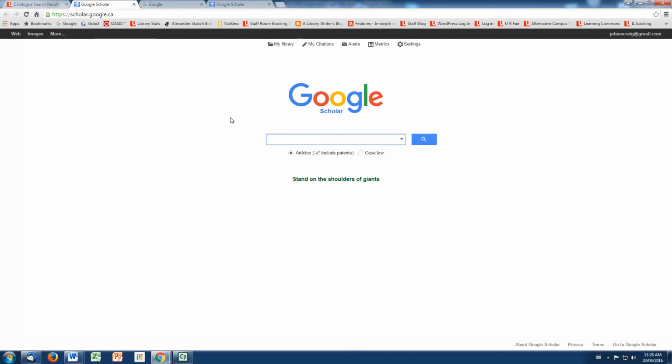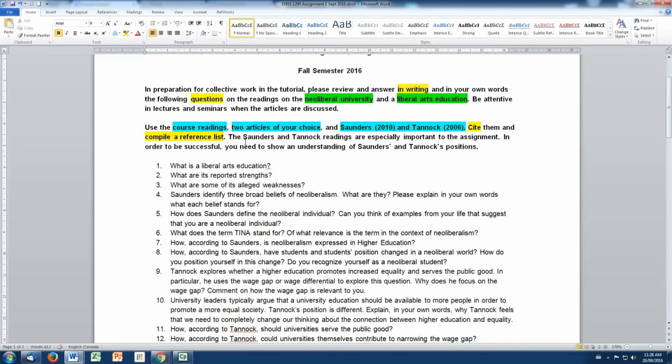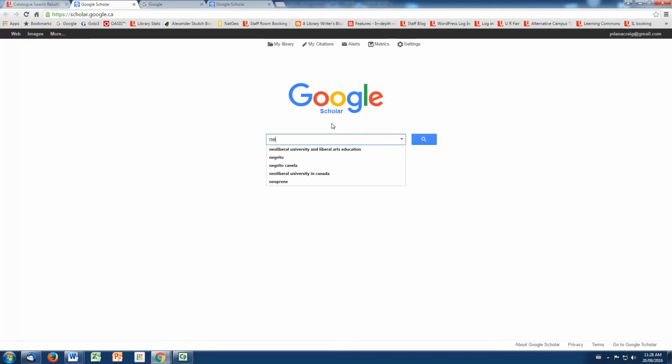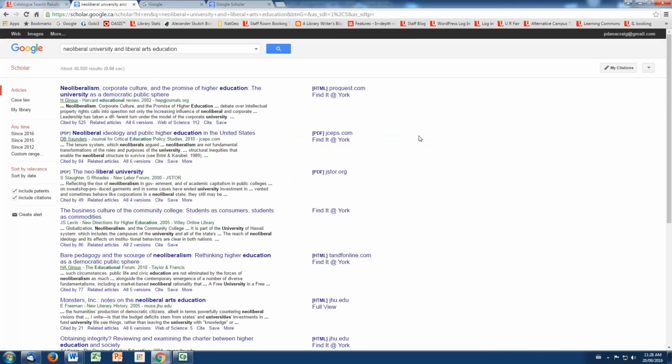And I'm going to start with the 2 terms that we found in here, neoliberal university and liberal arts education. I can put both terms at once and see what happens. I'm going to click Start. And now, because you went through the York University Library site, you find a Find it at York link that will take you to the articles without having to pay. So just follow the links if you need to.